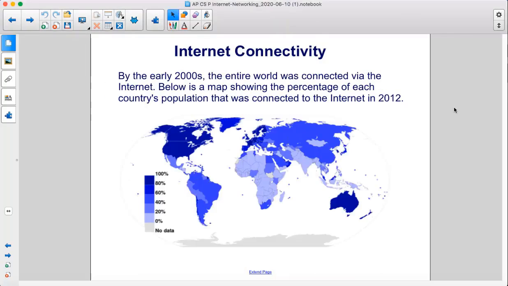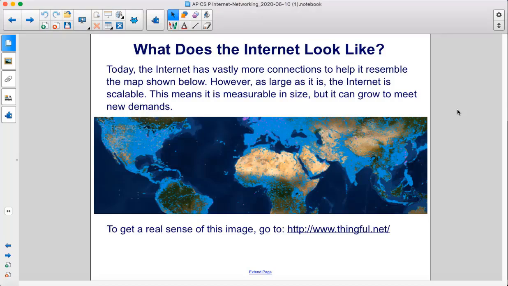By the early 2000s, the entire world was connected via the Internet. Below is a map showing the percentage of each country's population that was connected to the Internet in 2012. Today, the Internet has vastly more connections to help it resemble the map shown below. However, as large as it is, the Internet is scalable. This means it is measurable in size, but it can grow to meet new demands. To get a real sense of this image, go to this website here.